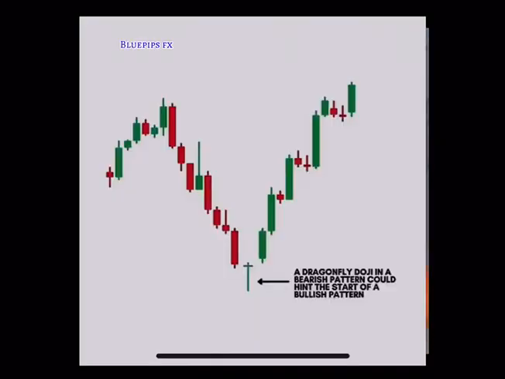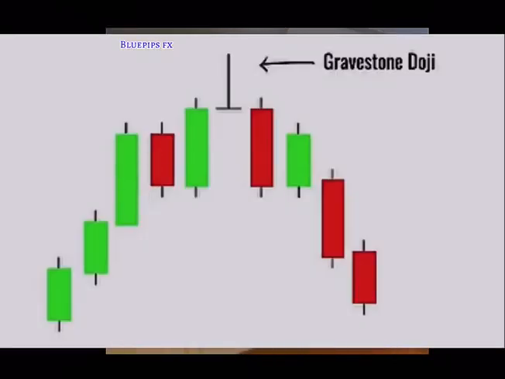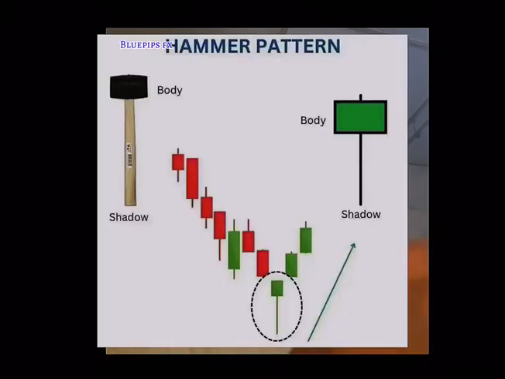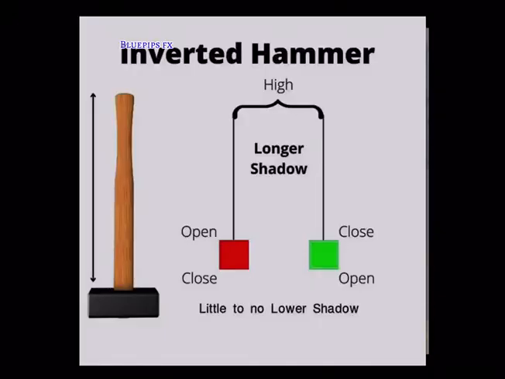Then the next one is the Doji. The Doji will also have the bullish Doji and then the bearish Doji. The bullish Doji is known as the Dragonfly, while the bearish Doji is known as the Gravestone Doji. Then the next one is the Hammer. For the Hammer, we also have the bullish and also the bearish Hammer. The bullish hammer is more like a letter T, while the bearish hammer is like an inverted hammer.